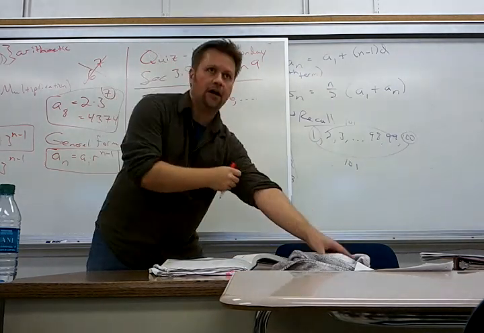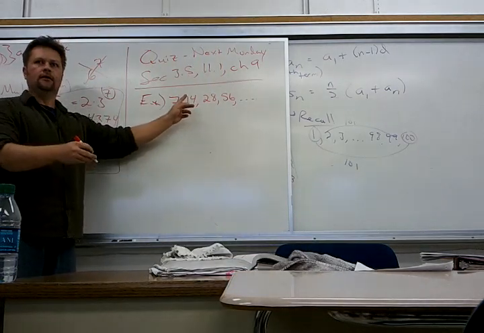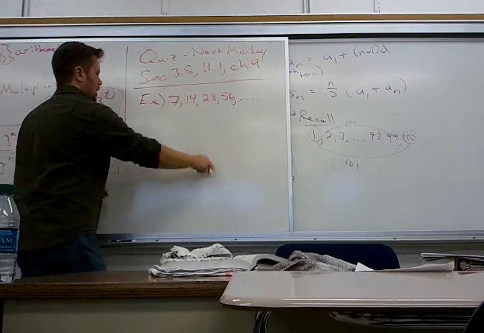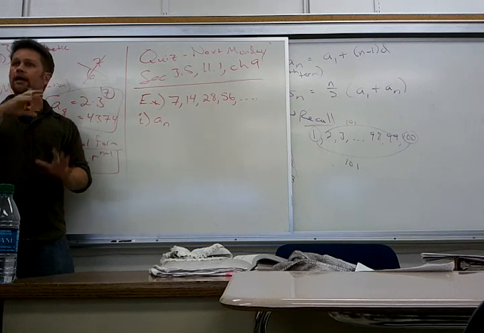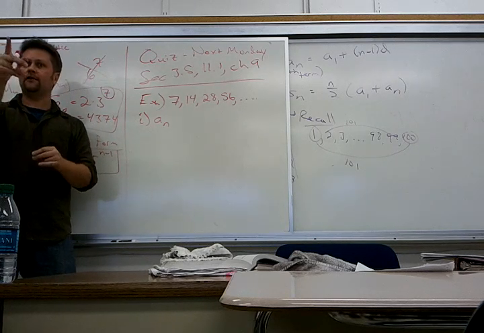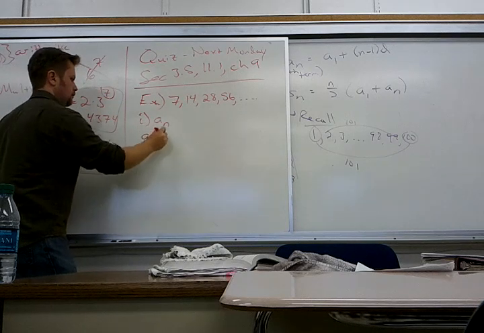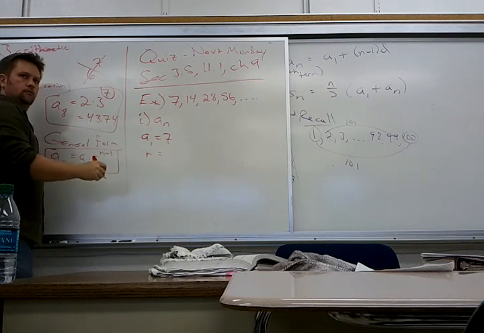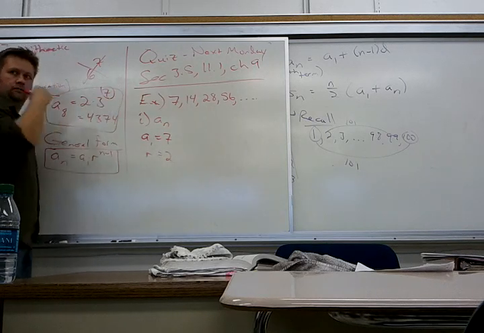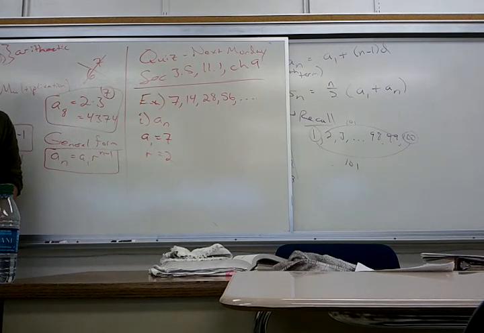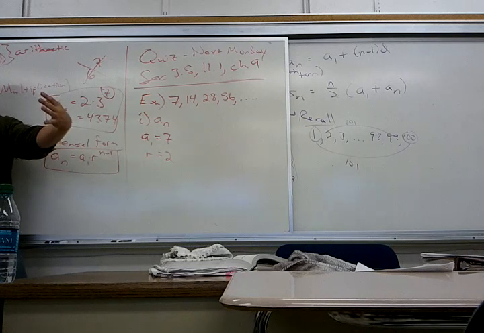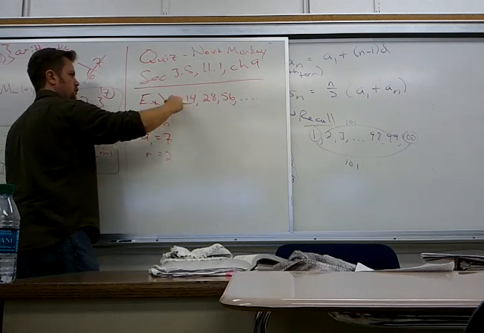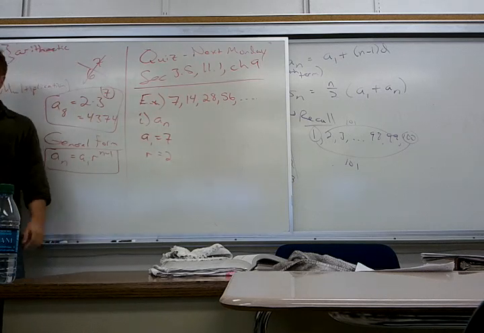Okay. All right. Sorry. So, what about this guy? If I want to know what AN is, remember I'm going to ask you what AN is first. What is it? A1 is 7. What's R? 2, because it keeps doubling as they go, right? R is the common ratio. Like the D up here was the common difference, how far apart two things are. R is how much they're multiplied, what the ratio is. 14 over 7 is 2, 28 over 14 is 2, and so forth.